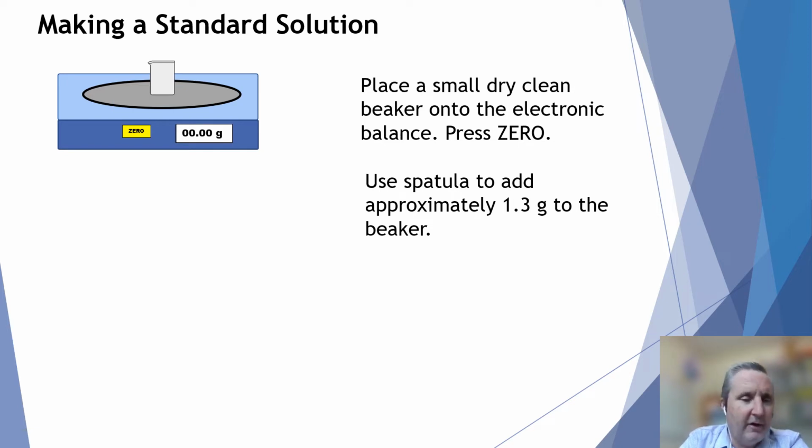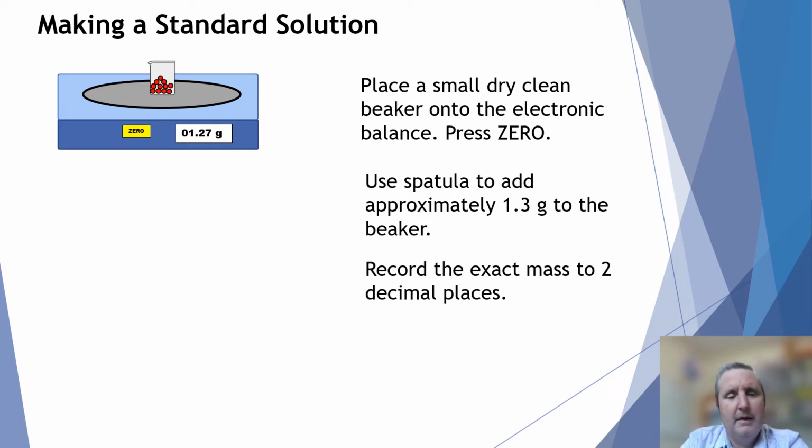So we place the solid into the beaker and we record the measurement. Now we see that the measurement is 1.27 grams. So that is approximately 1.3 grams. We don't have to get it exact, but we're going to record accurately exactly what it is. So the amount of solid in this beaker now is 1.27 grams. We record that to 2 decimal places, and we make sure we write the unit down.